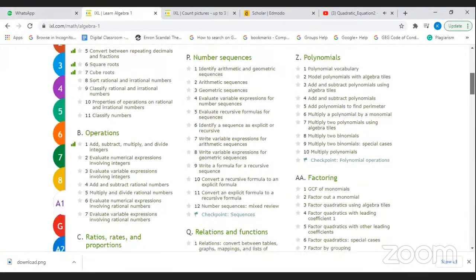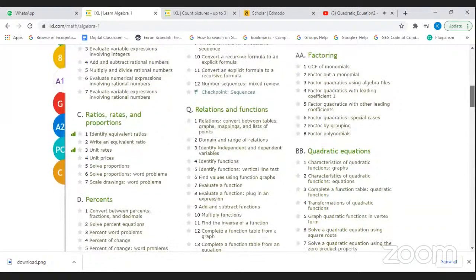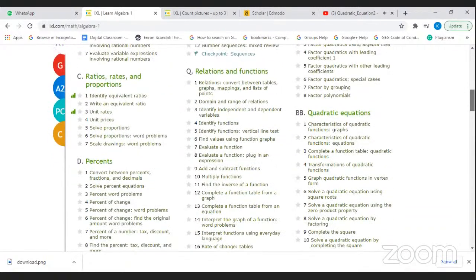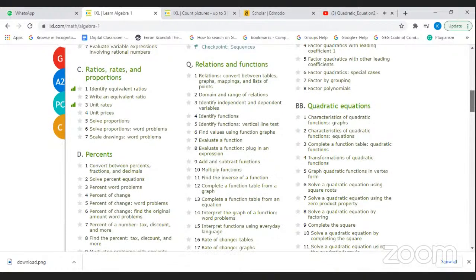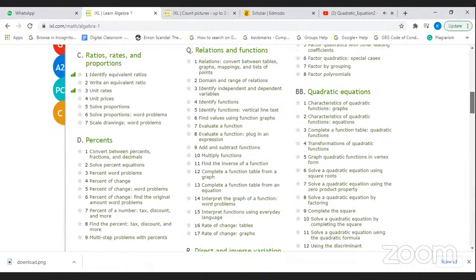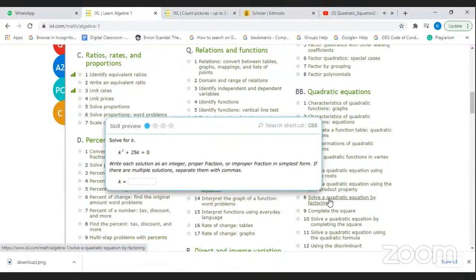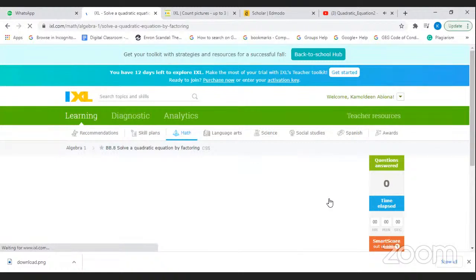When you come to IXL, you can find quadratic equations in grade 8. We want to solve by factorization, so you can see the quadratic equations by factoring there. Just click on it, and we'll be solving some of the questions there.